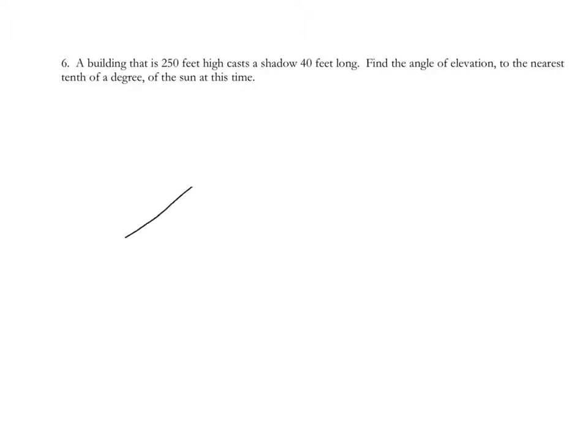So if I set up my triangle, the first information they give me is that the building is 250 feet high. So that's going to go on the height of the triangle. And then it says the shadow is 40 feet long. So make sure you're thinking about when you're outside where a shadow is. The shadow is always on the ground. So that's going to go here.